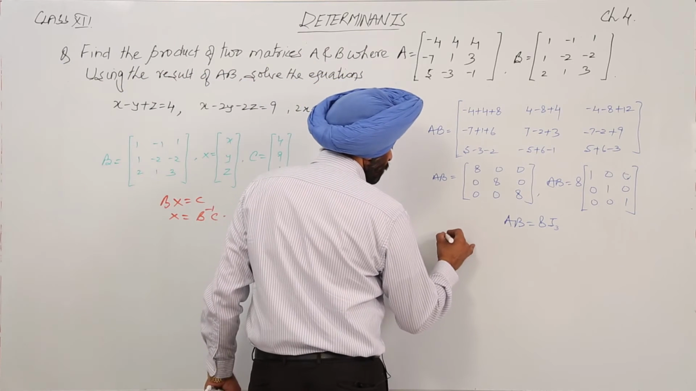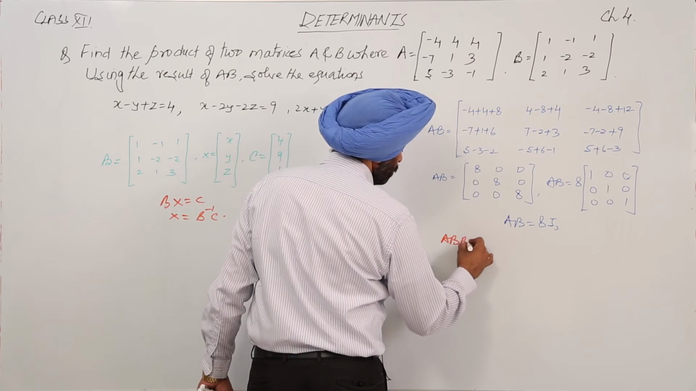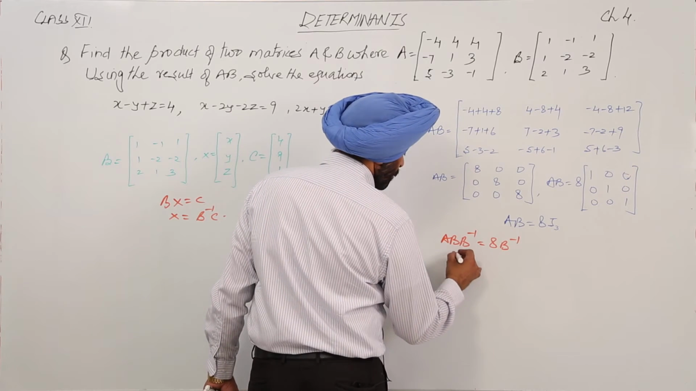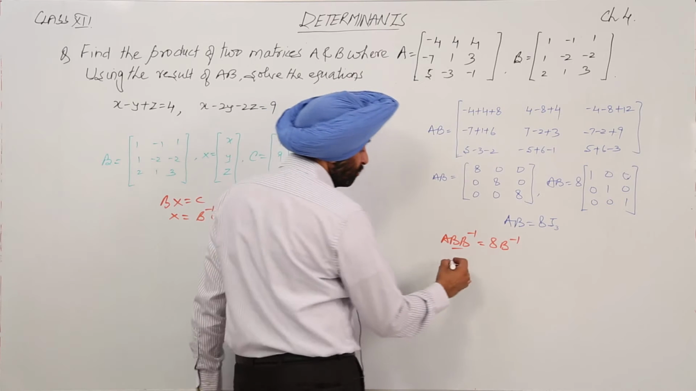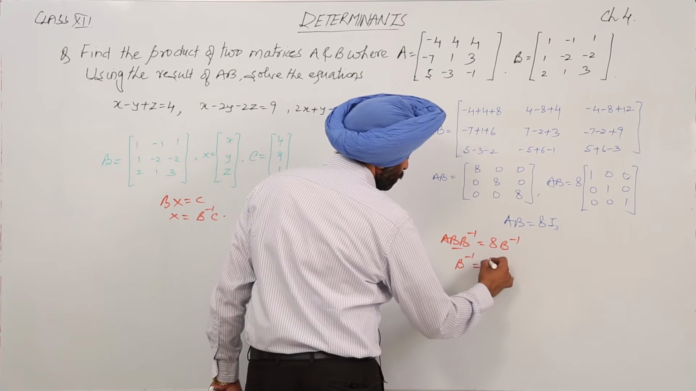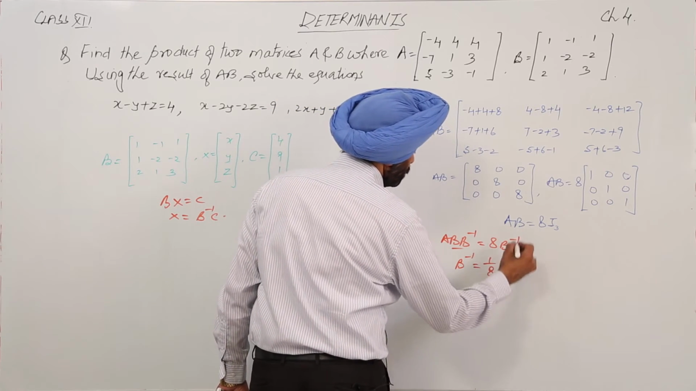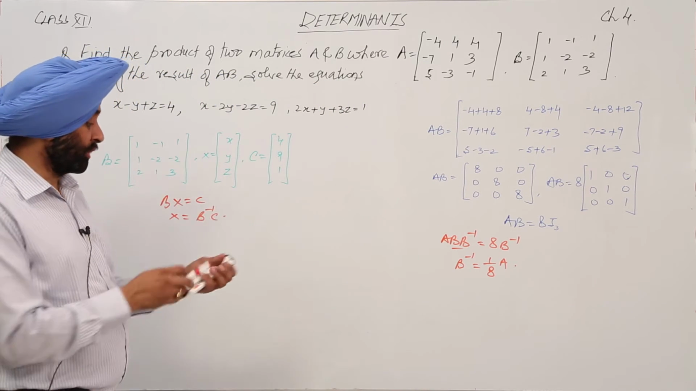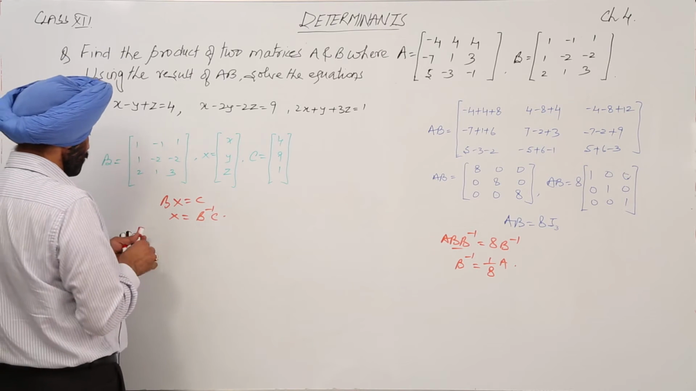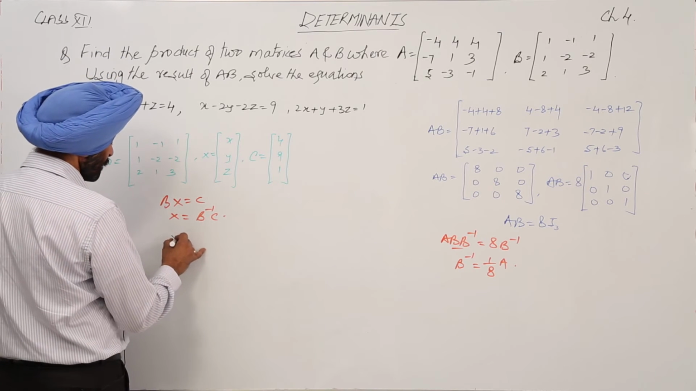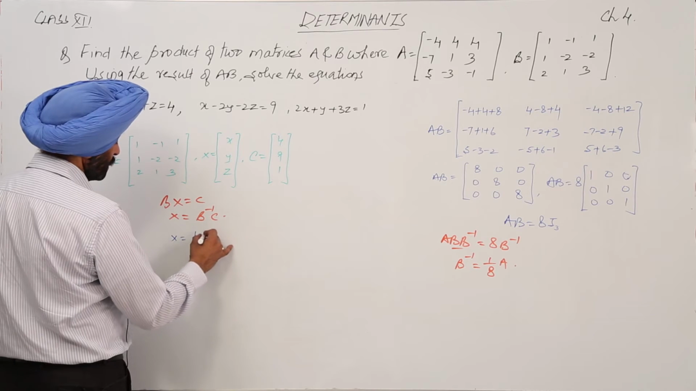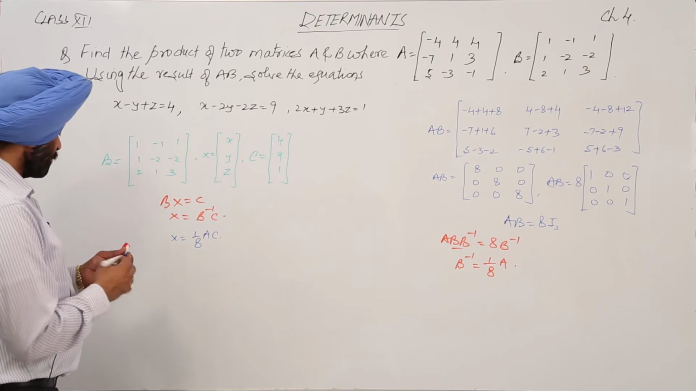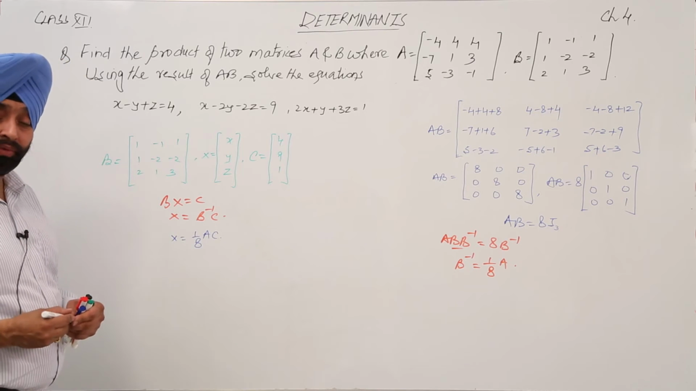Now AB inverse is equal to 8 B inverse. Now this becomes identity matrix. B inverse is equal to 1 upon 8 with A. Okay. Now here in place of B inverse we have to put 1 upon 8 A. Okay. Now we are having x is equal to 1 upon 8 A with C. Okay. So now let's solve it for finding x.